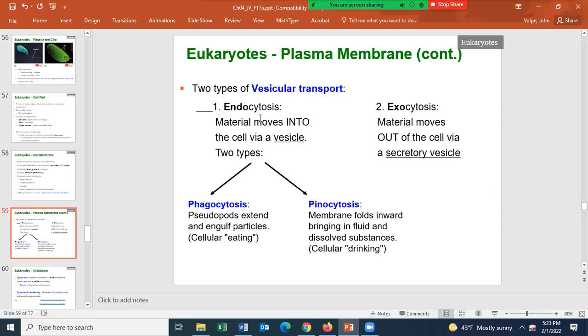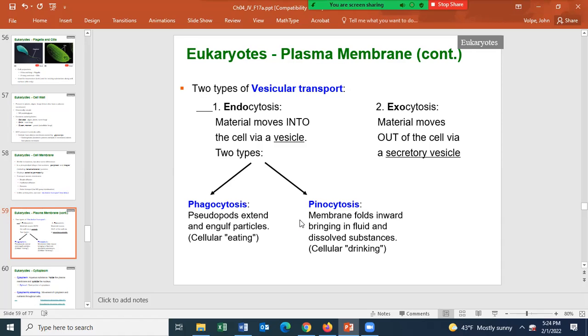Endocytosis can happen in two different ways. There's phagocytosis, where pseudopods extend around something outside of the cell, engulf the particles, and then bring in the stuff surrounded by the pseudopods, and that'll bring a vesicle inside the cell. And this we can call cellular eating, where the particles are engulfed by a pseudopod, and then a vesicle is made and brought inside the cell to digest. So that is called phagocytosis.